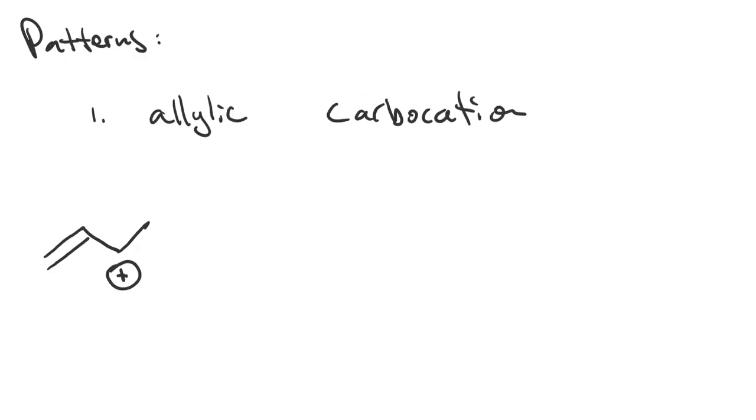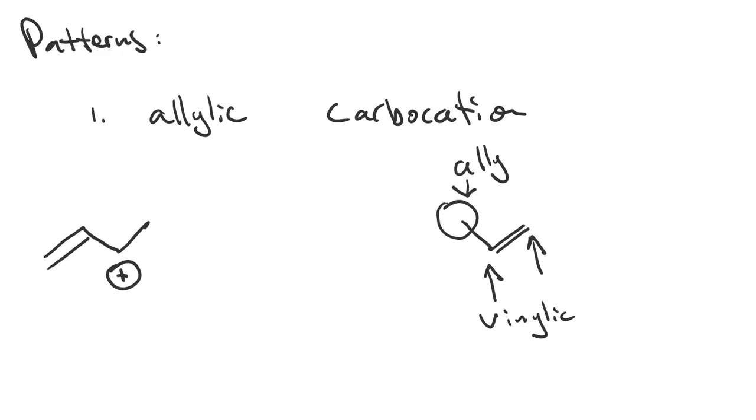So there are patterns in resonance, and it's really helpful to recognize them. First of all, let's introduce some terminology. If you have a double bond, the atoms that participate in the double bond are called vinylic positions. An atom that is adjacent to the vinylic is called allylic. There are a couple of patterns associated with the allylic position. The first is the allylic carbocation.